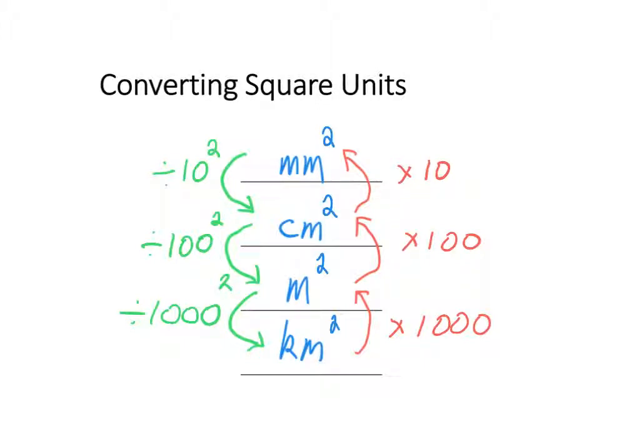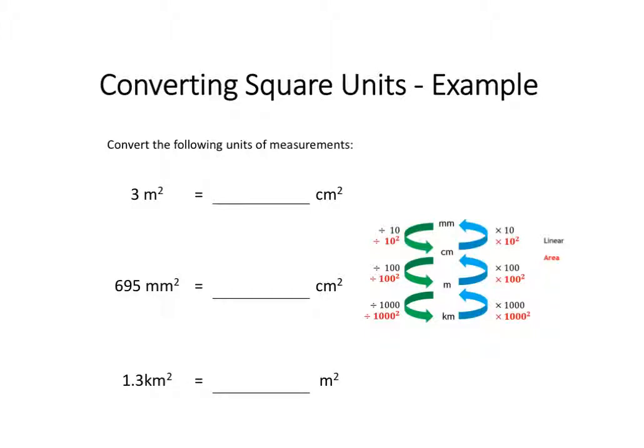And then to go from kilometers squared to meters squared, we want to times by 1,000 squared. To go from meters squared to centimeters squared, we want to times by 100 squared. And to go from centimeters squared to millimeters squared, we want to times by 10 squared. Using this guide, you'll be able to convert from one unit of square measurement to another. So let's have a look at some examples.